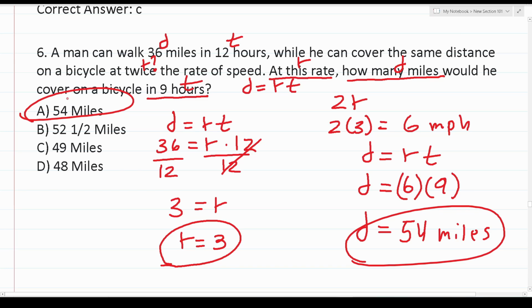And just to walk you through it mentally, again, we were given the rate of speed that he can walk 36 miles. We had to double that to figure out how fast he can ride his bicycle. And then we had to figure out, given how fast he can ride his bicycle, how many miles he will cover in 9 hours. So we had to use 2 iterations of the distance formula to ultimately figure this one out. But that said, none of the math was too difficult. So hopefully you followed along there, but that's that one.